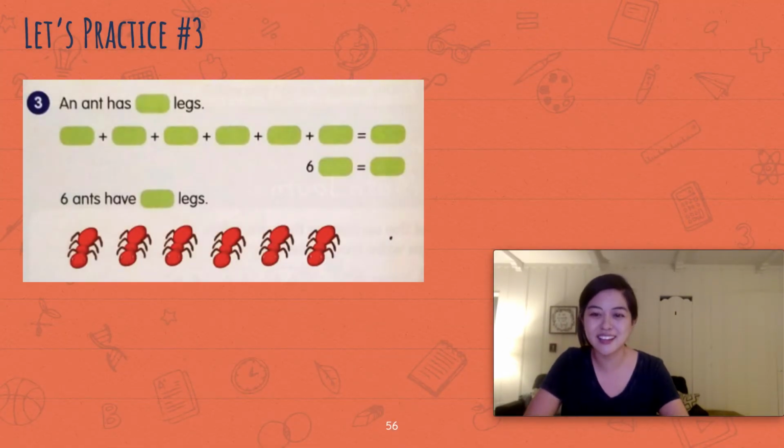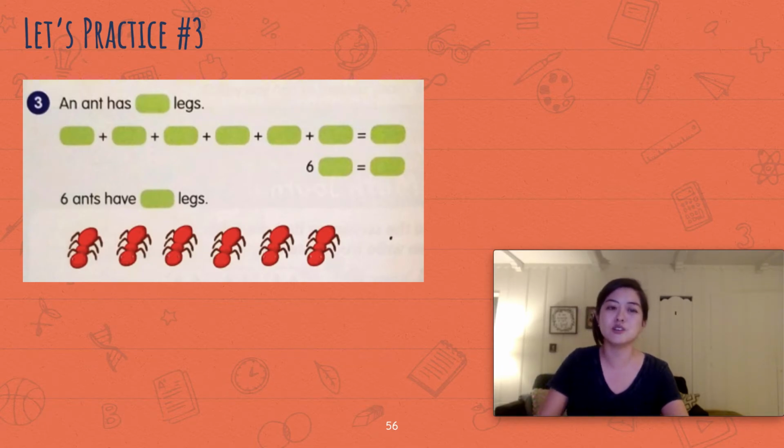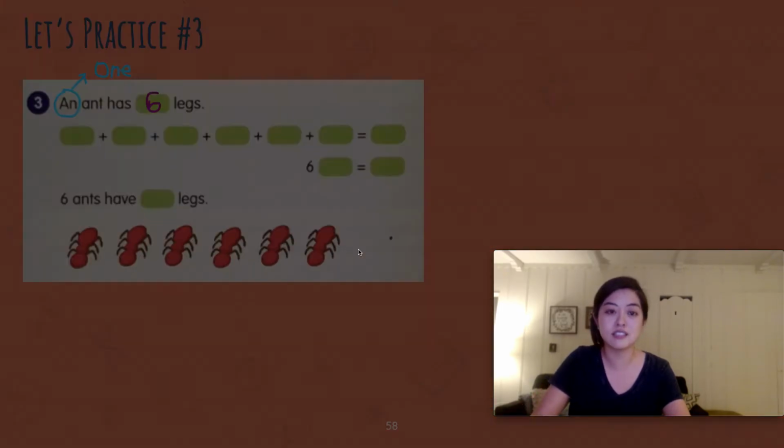Okay, so our last one for the day. So an ant has how many legs? An ant, n in this case means 1. So let's look at one ant and count how many legs they have. 1, 2, 3, 4, 5, 6. Okay, so an ant has 6 legs. What is your addition sentence here? We got to do 6 plus 6 plus 6 plus 6 plus 6 plus 6.